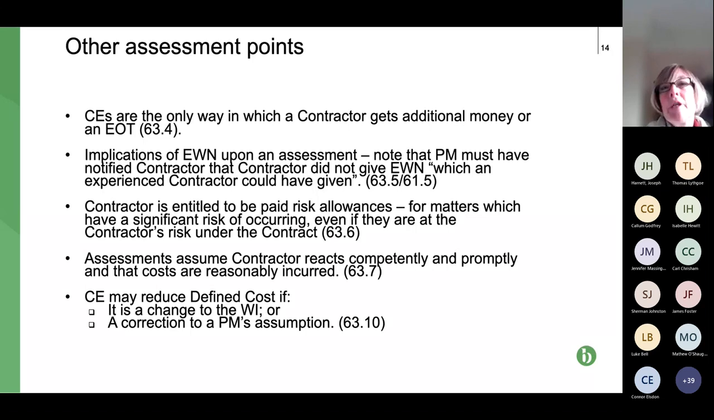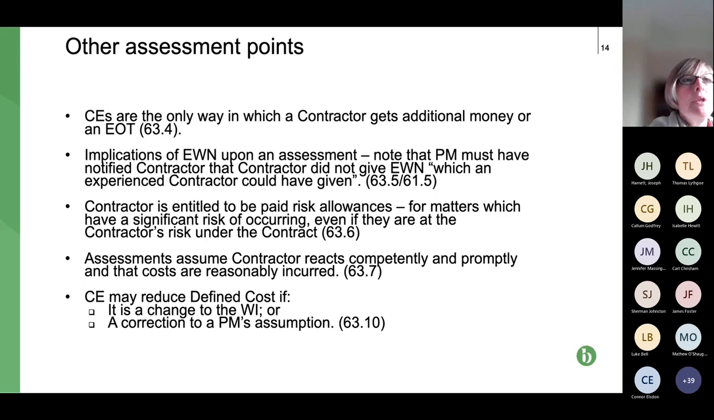So just other issues about assessing a compensation event. The first one, I've already referred to this. Compensation events are the only way in which a contractor can get additional money or extra time in relation to compensation issues. The only other real way is through an acceleration clause. And of course, acceleration is a different clause, a wholly different issue to a compensation event. Be careful because the compensation events are at clause 60, but there are others dotted around, particularly in the X clauses, which are the optional clauses.